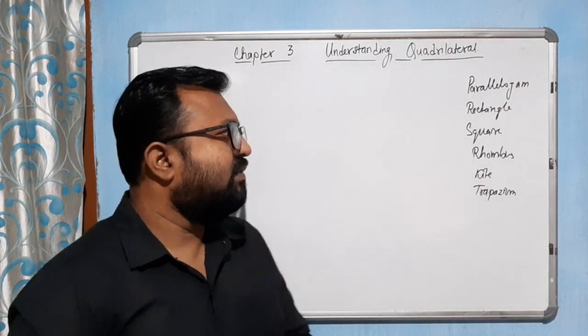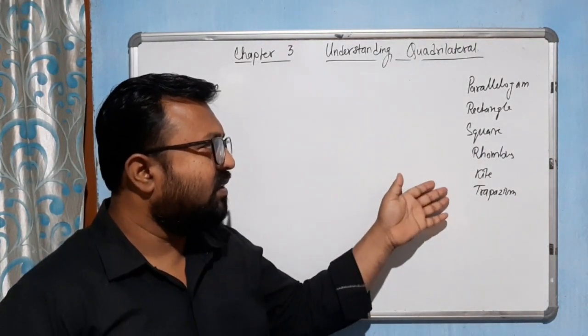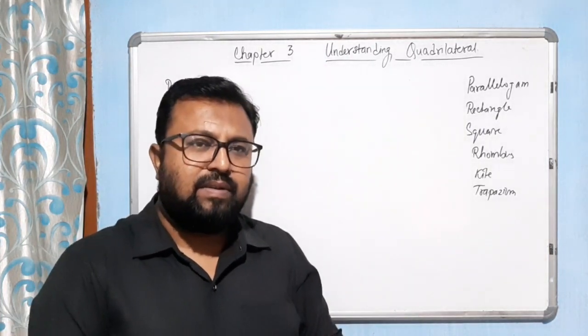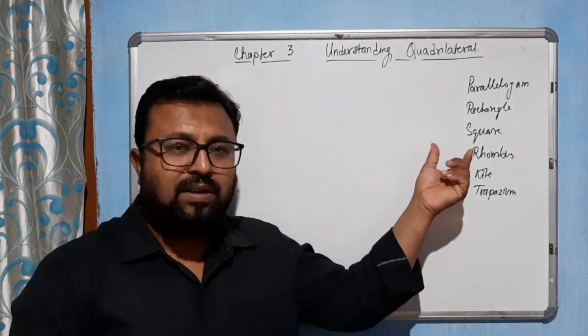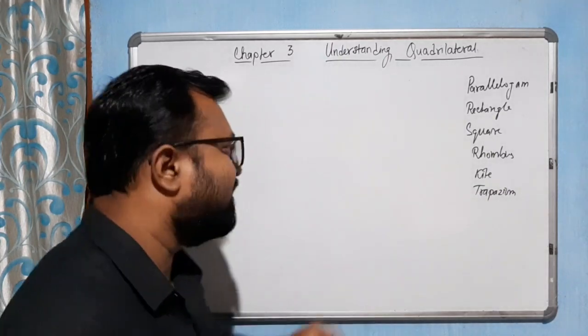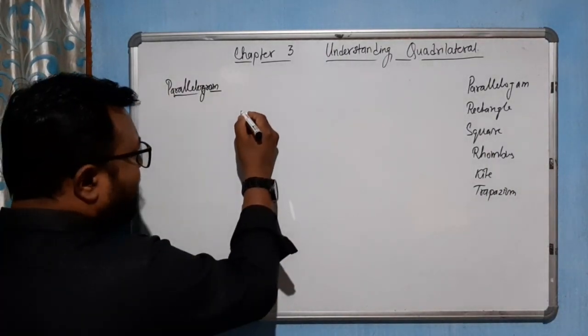In this session, we will try to discuss these different types of quadrilateral, their sides, their angles, their diagonals. We'll talk about all the properties, which quadrilateral is similar to the other quadrilateral and why. Okay. Now, parallelogram.